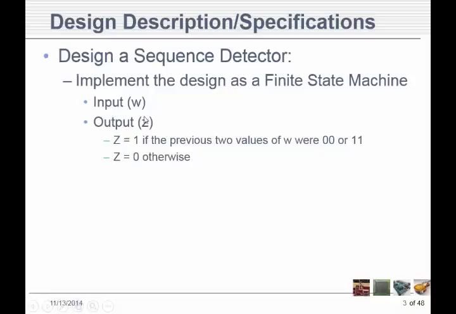Okay, this is a design description to implement another type of sequence detector. This one has an input of W and output of Z. The output will go high if the two previous values of W were both 0 or were both 1. So that's a little different than the last one we had. Otherwise, the output will be low.